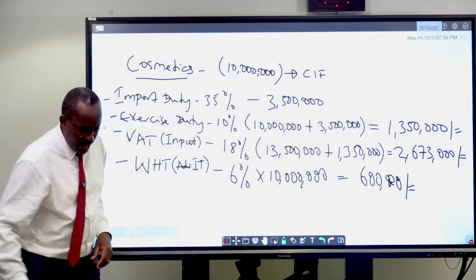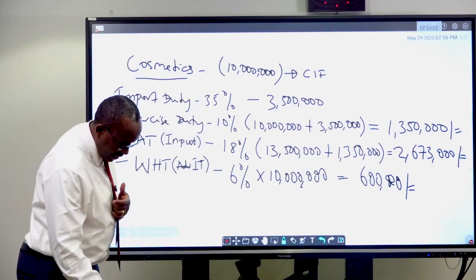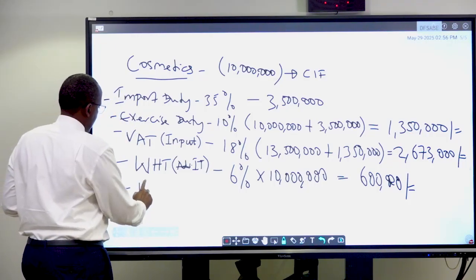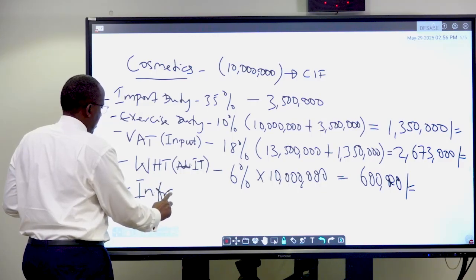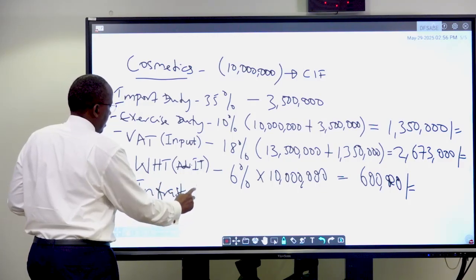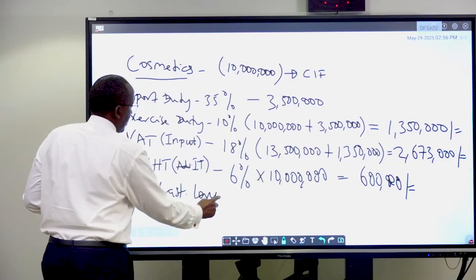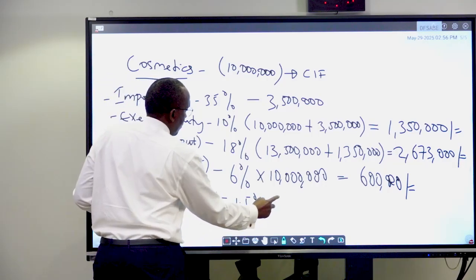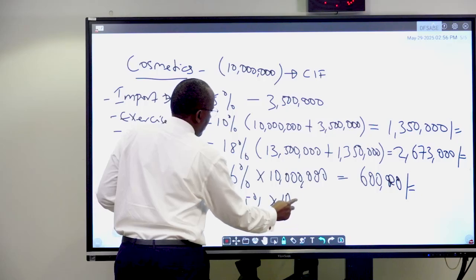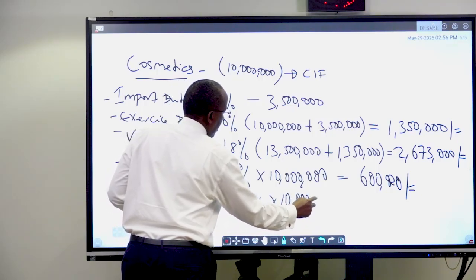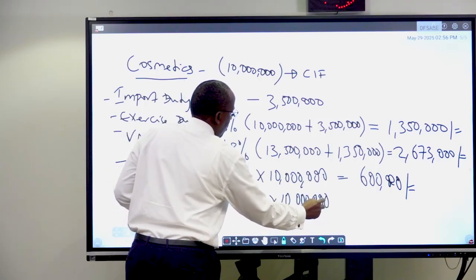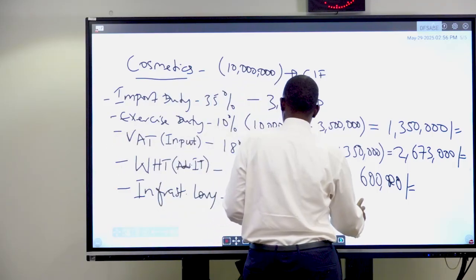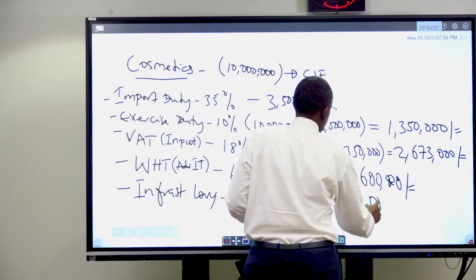Then finally, infrastructure levy, which is 1.5%. Infrastructure levy, 1.5% of the CIF again. So this would be 150,000.